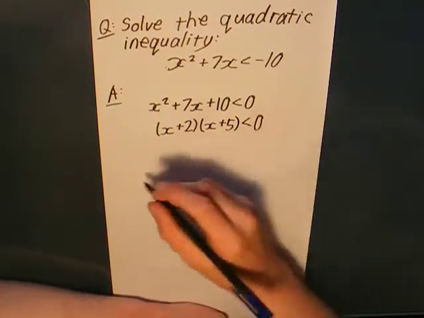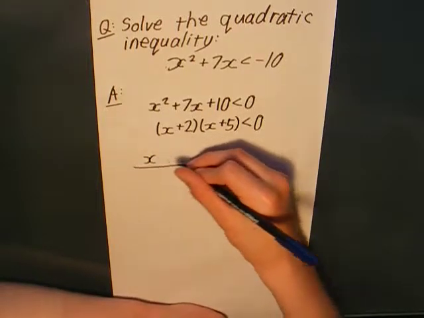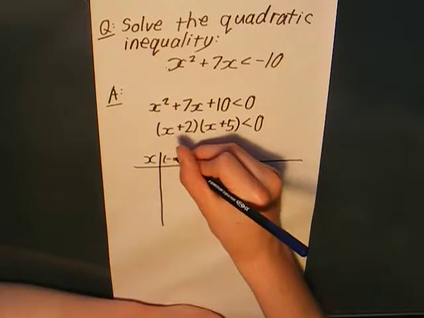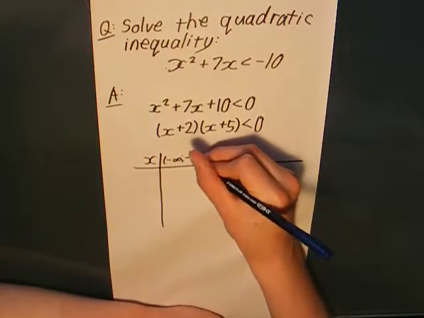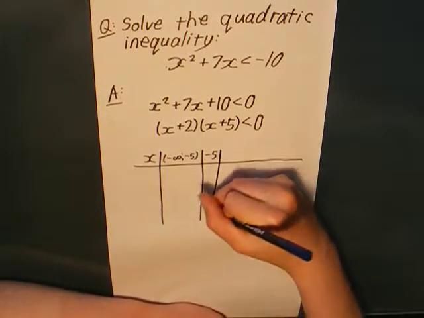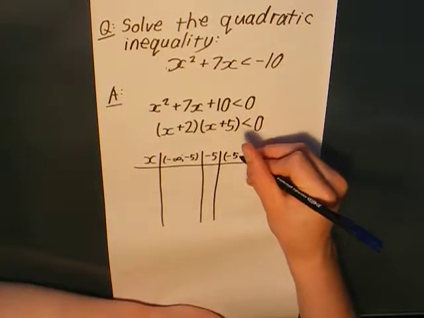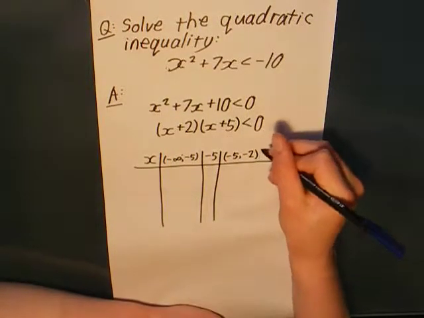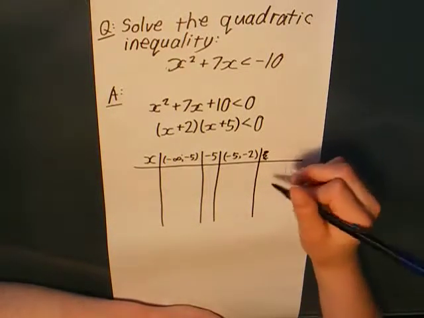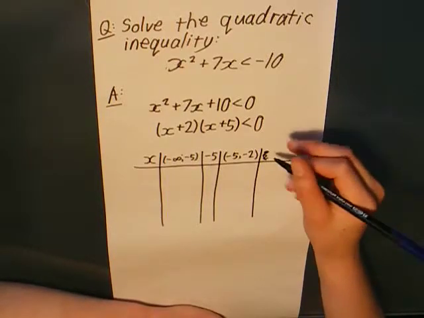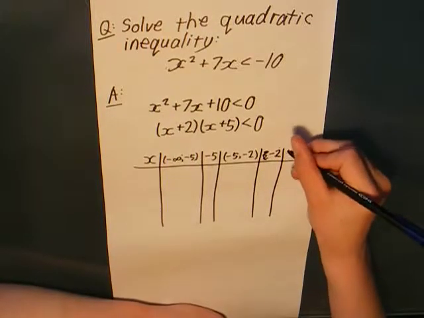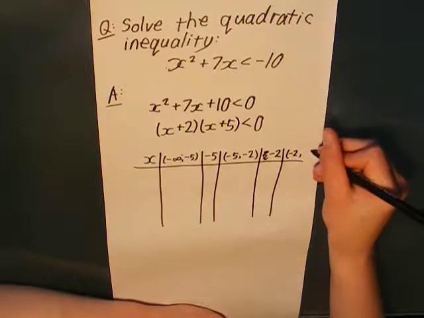So I've got x, now I've got negative infinity, negative 5, negative 5, negative 2, negative 2, infinity. And remember, don't make the mistake I almost made of going straight to negative 2 to infinity, which doesn't include the numbers. So negative 2, infinity.